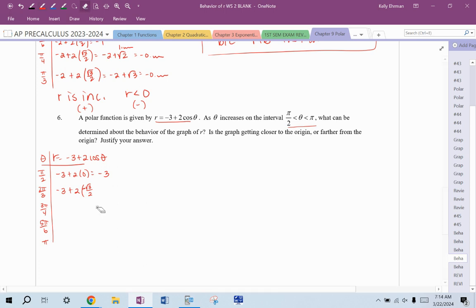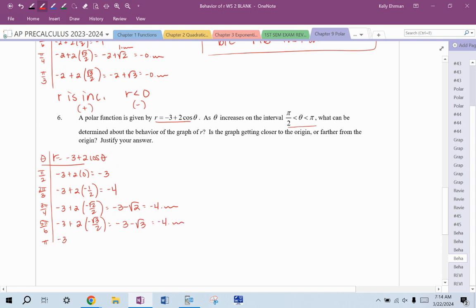Then, no, wait, that's wrong. Sorry. Cosine of 2 pi over 3 is negative 1/2. So that's negative 3 minus 1. Then negative 3 plus 2 times negative radical 2 over 2. That's negative 3 minus radical 2. So this is negative 4 point something. Negative 3 plus 2 times negative radical 3 over 2. That's negative 3 minus radical 3. Again, negative 4 point something.